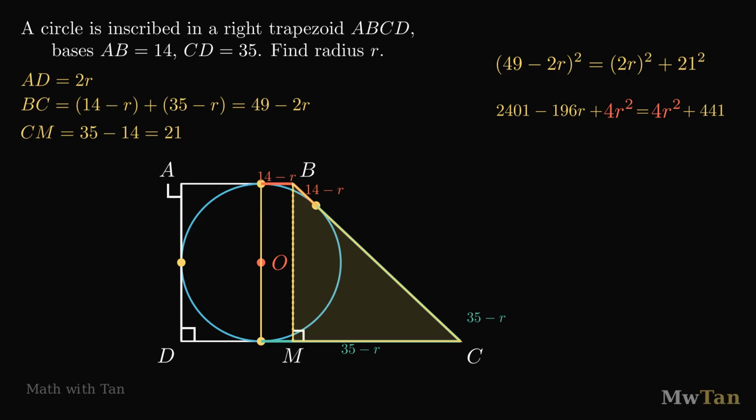Look at this. The quadratic term, 4r squared, appears on both sides of the equation. They completely cancel each other out, instantly turning a scary problem into a basic linear equation. Dividing by 196, we arrive at our final answer. The exact radius r equals 10.